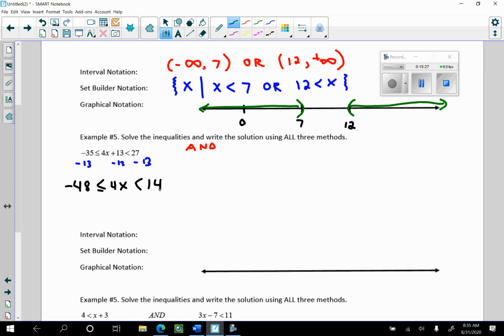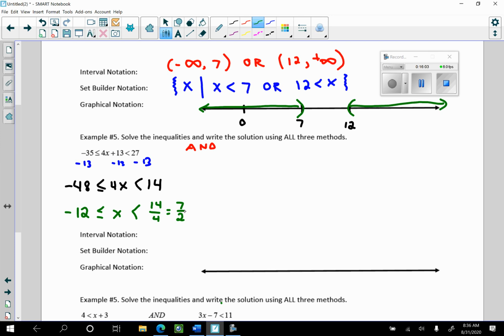Now I'm going to divide everything I see by 4. Negative 48 divided by 4 is negative 12. I have not divided by a negative, so the sign remains the same. 4x divided by 4 is x. 14 divided by 4 is not a whole number, and we can write that as 7/2. Okay, so that's my solution set.